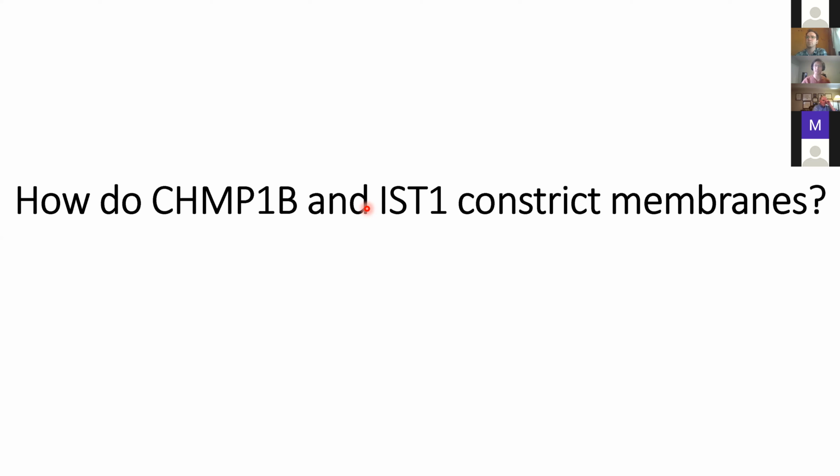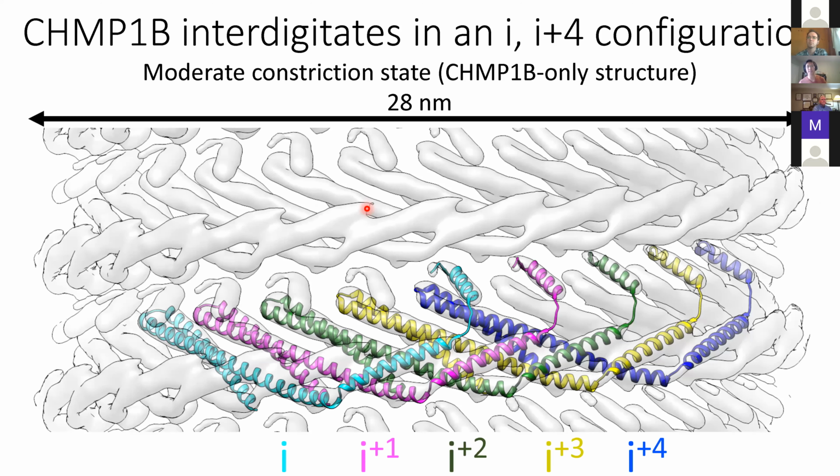All right, so how do these two proteins actually work to constrict the membrane? Let's first take a look at CHMP1B. What we see in all our reconstructions is that CHMP1B always interlocks in this I+4 conformation. Here I'm showing you the EM density from the mono-constriction state of CHMP1B only, and I've docked in 5 protomers of CHMP1B. What you'll notice is that the I protomer swaps past the +1, +2, +3, such that the hand of the I protomer grabs the shoulder of the I+4 protomer.